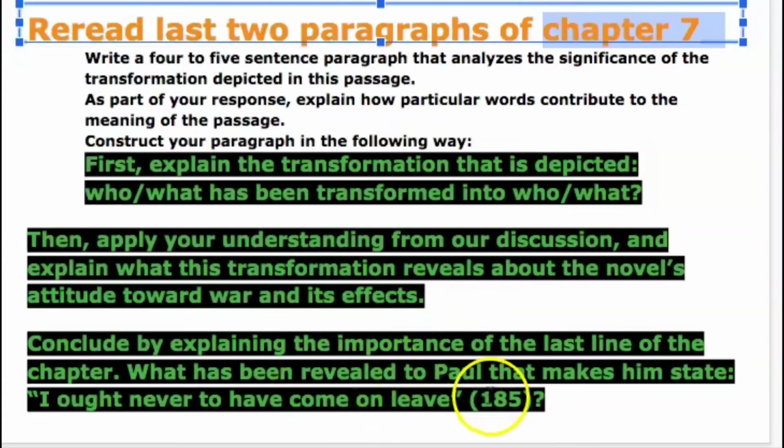What has been revealed to Paul that makes him state, "I ought never to have come on leave"? Why would he say this?